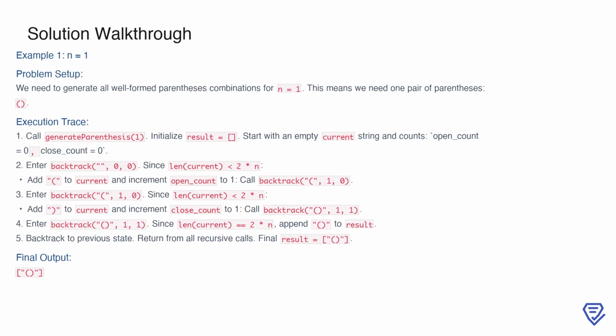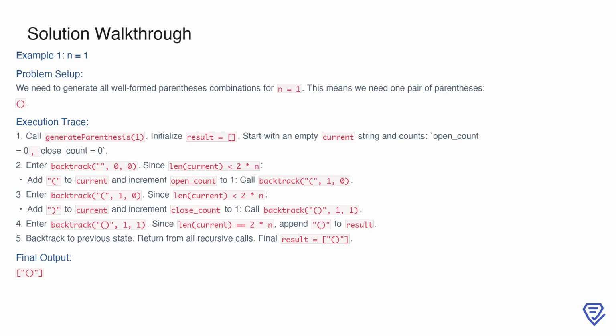To solve the problem for n equals 1, our goal is to generate all well-formed parentheses combinations where there is exactly one pair of parentheses. The only valid result here is a single set of parentheses. We start by calling the generate parenthesis function with n equals 1. This initializes an empty result list and begins the recursive backtracking process with an empty current string and both open_count and close_count set to 0.